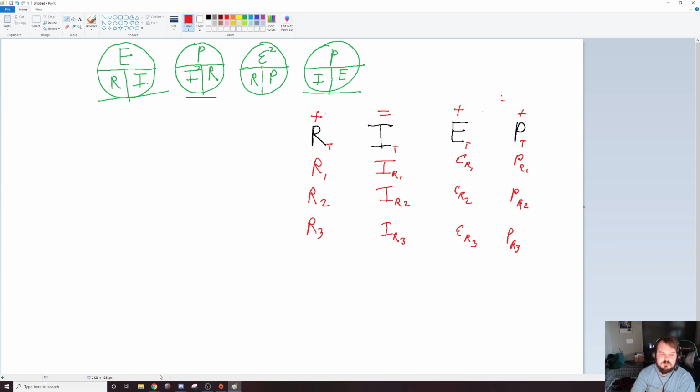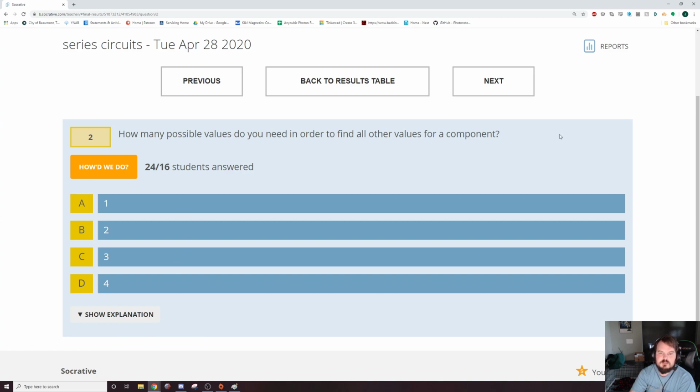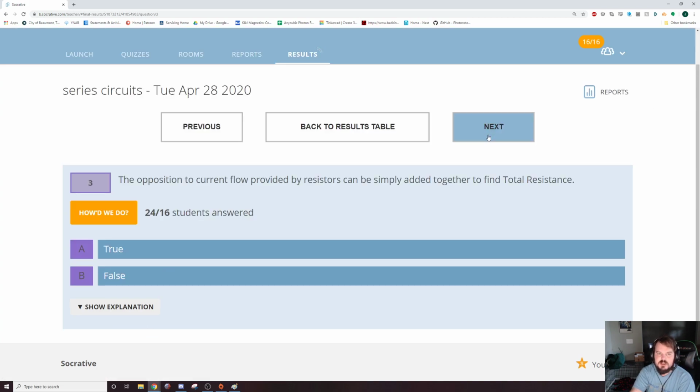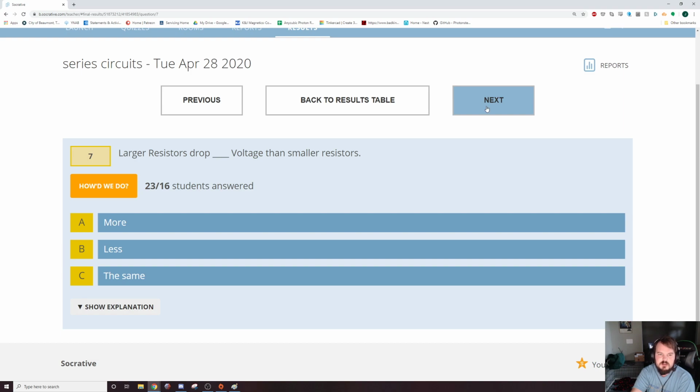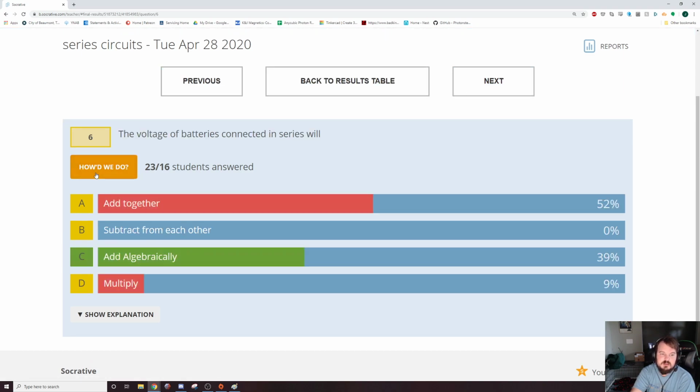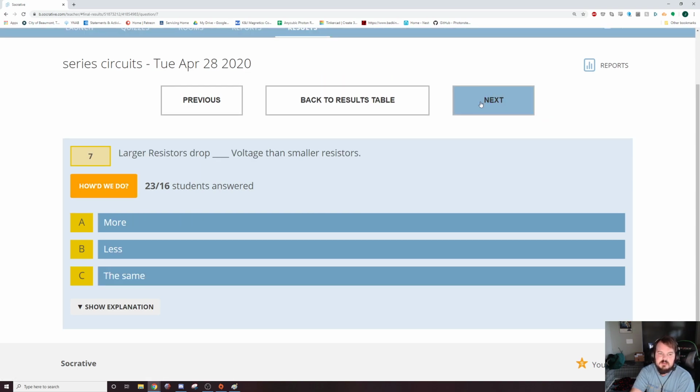All right. So let me just click through these questions. That's what I just said. You have to disconnect power, or you can damage the meter. Series circuits only have one path. Voltage in series adds together. Algebraically, we'll get to that in the next lesson. Larger resistors drop more voltage than smaller resistors.